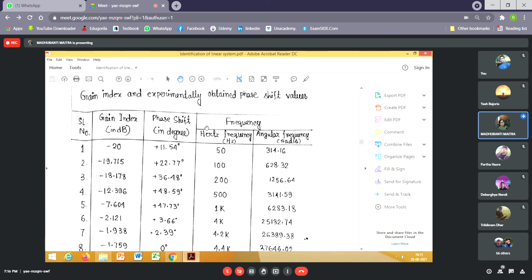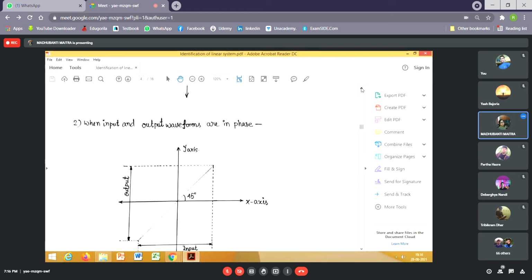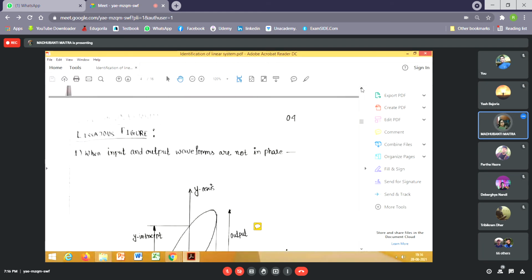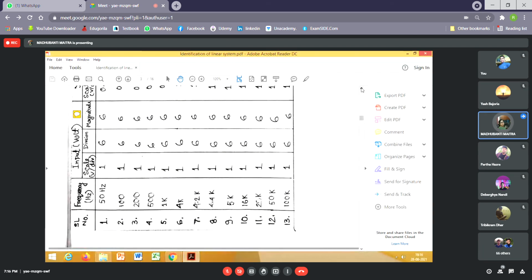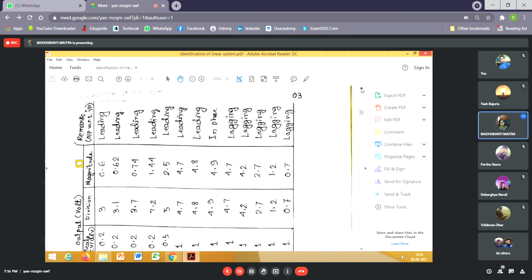Yes, ma'am. And the last column is the remark column. Since we can't see the waveforms on the oscilloscope, after we calculate the phase shift, if you find that the phase shift is positive, then the remark will be, within brackets, output with respect to input, and the remark will be leading or in phase or lagging.